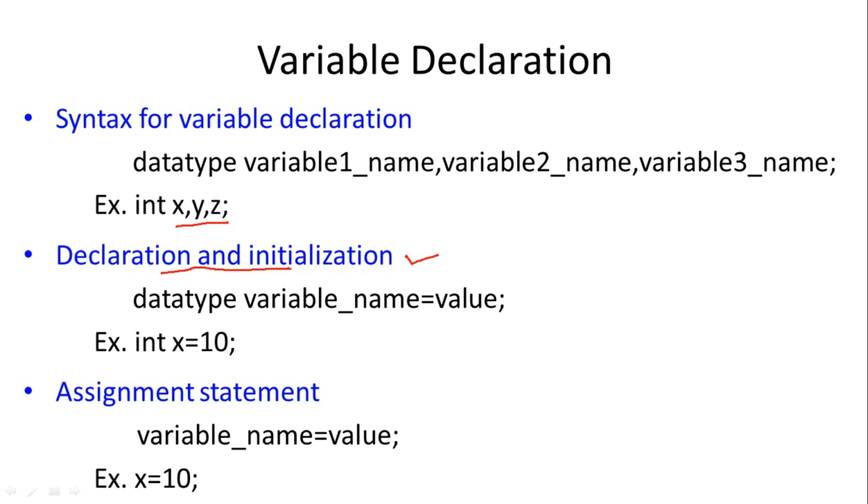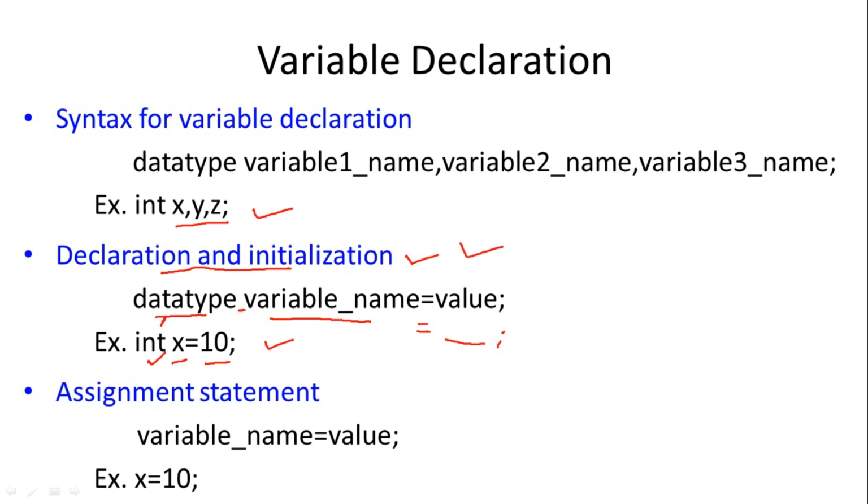The syntax for this is, first we use the data type, then space, then the name of the variable, and equal to. The equal to sign is used for assigning the value, and the value we write to the right of the equal to sign, and then a semicolon. In the example below, we are declaring and initializing one variable with the name x, and assigning the value 10. This statement does two things. First, it declares the variable x of type integer, and second, it also assigns the value to that variable x. So this statement is called declaration and initialization.